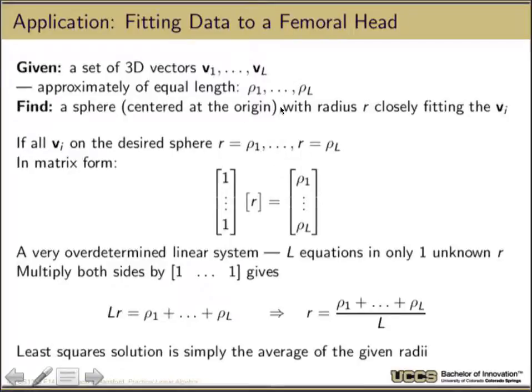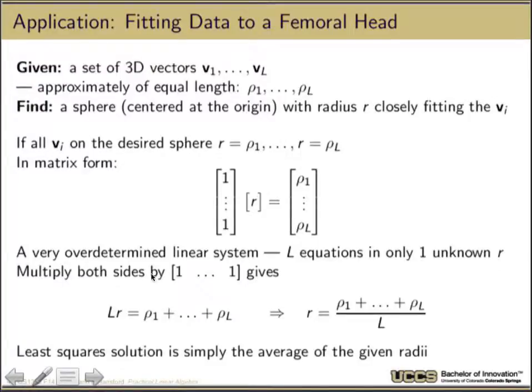So we have a bunch of points. We've already computed the center, and then we want to figure out what's the best radius of the sphere to approximate that data. If I'm going to do that, my model is actually very simple. It's just r. So for each of the data points, I have 1 times r. So this is a very overdetermined system. We have L equations and only 1 unknown.